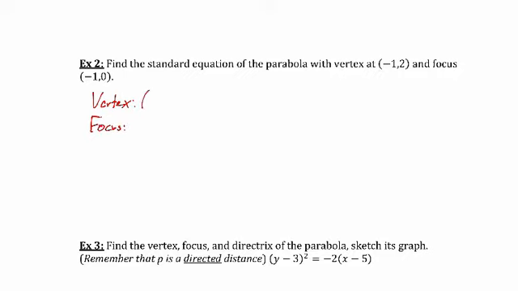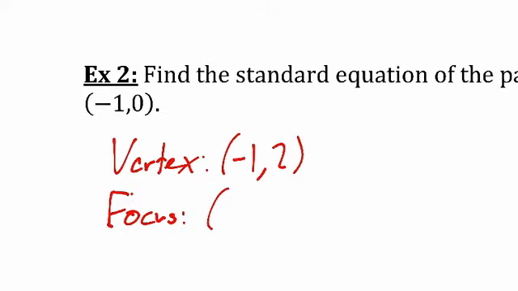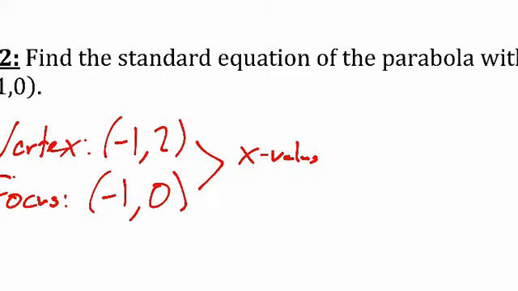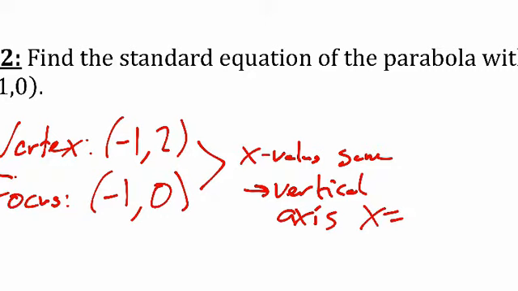So again, our vertex is at -1, 2. I'm going to zoom in on this. And then our focus is at -1, 0. So you'll notice the x values are the same, which means it's going to be a vertical axis. And the equation for that is going to be x equals -1. It's just the x value that they share in common.